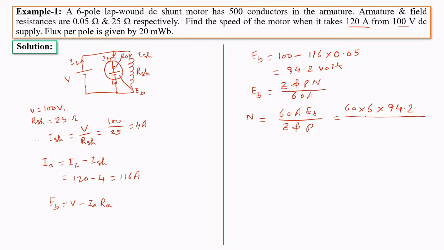Z is the total number of conductors, given as 500. Flux per pole is 20 milliweber, which will be converted into Weber, so 20 into 10 to the power minus 3, and the number of poles is 6, as given in the question. After solving this, we'll get the speed of the motor as 565 RPM. So this is the answer.